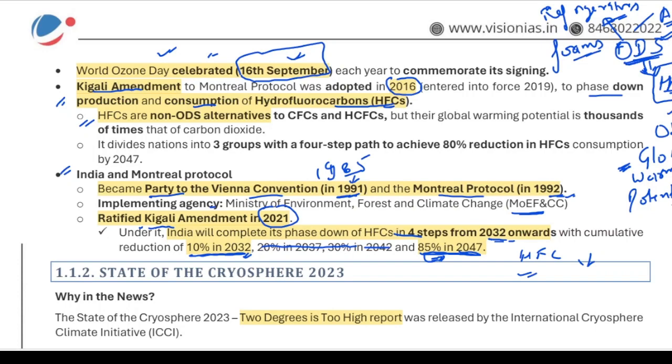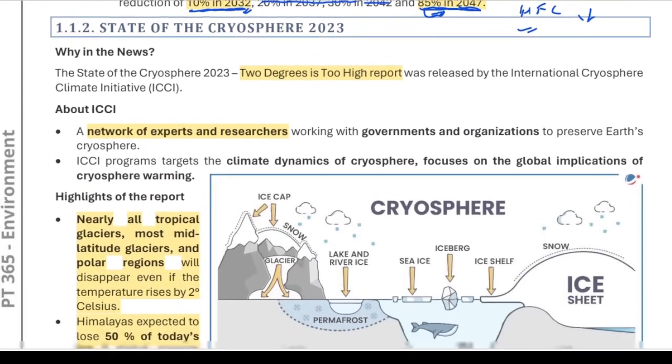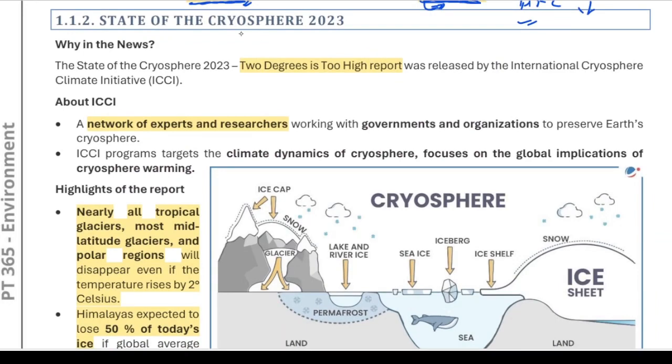Now we will move to the next topic, the state of the cryosphere. Why this news? Because this climate change is happening, and the related concept is global warming. When the earth is warming, temperatures are increasing, and they are melting our glaciers and the cryosphere also. So that's why this news has come about.